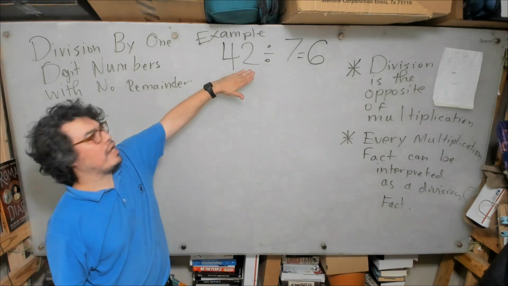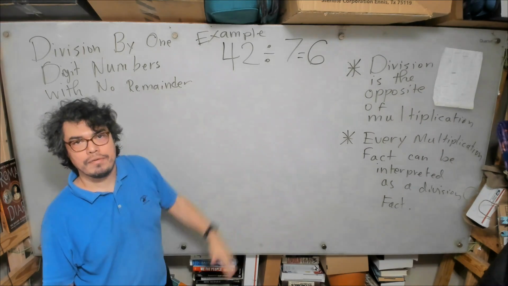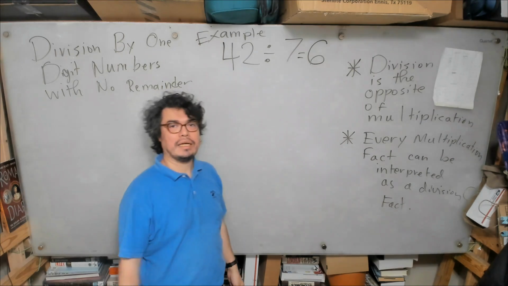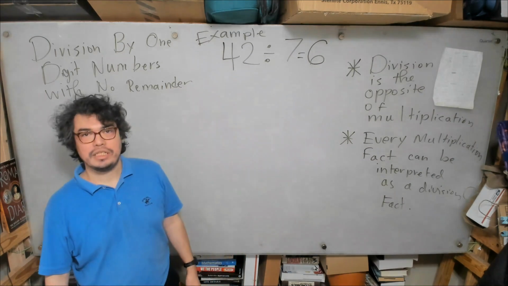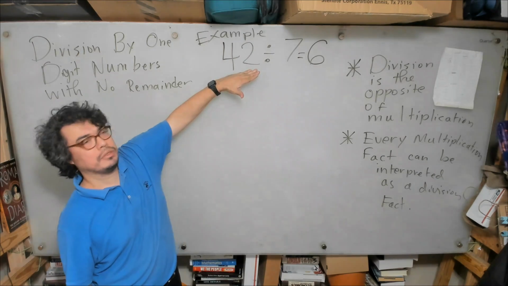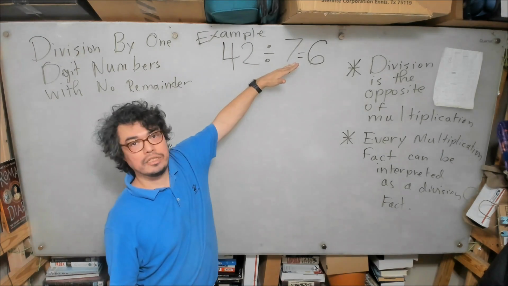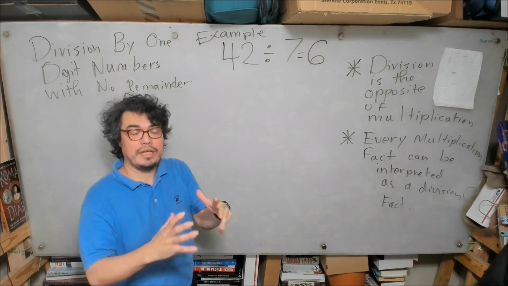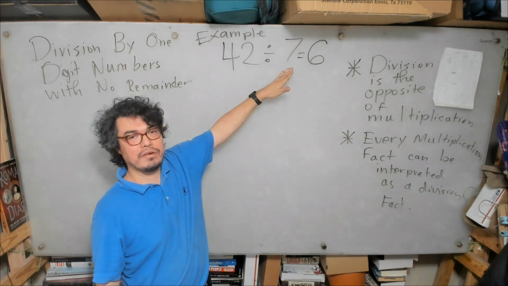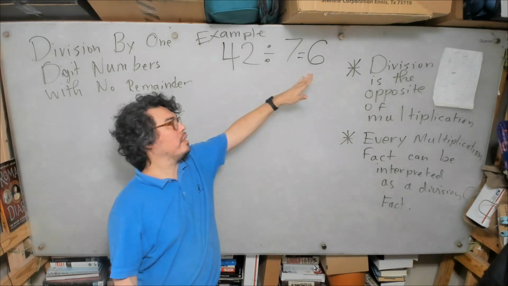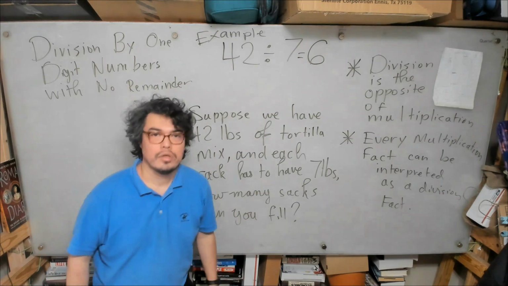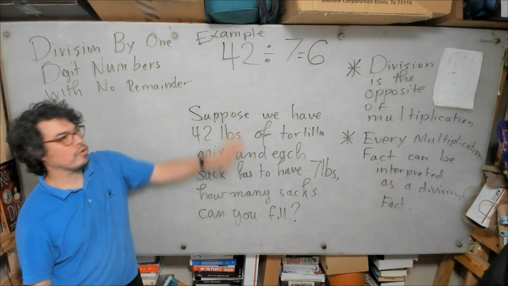So let's say I have 42 pounds of tortilla mix, and I want to sell it in bags of 7 pounds each. Then I can see from here, 42 pounds divided into quantities of 7, into let's say sacks of 7 pounds each, will tell us that we will get 6 sacks, okay? So I just wanted to restate this problem for us.